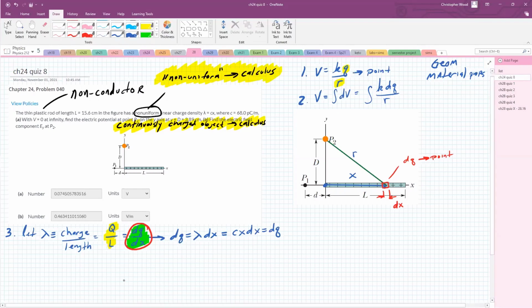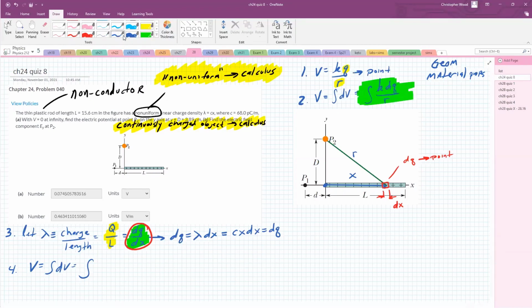So let's update our differential. And as long as I'm here, number 4. All right, so the voltage at point P is the integral of dV, which is the integral of, now returning my attention back here, k dq over r. So here's k, here's dq, c x dx.